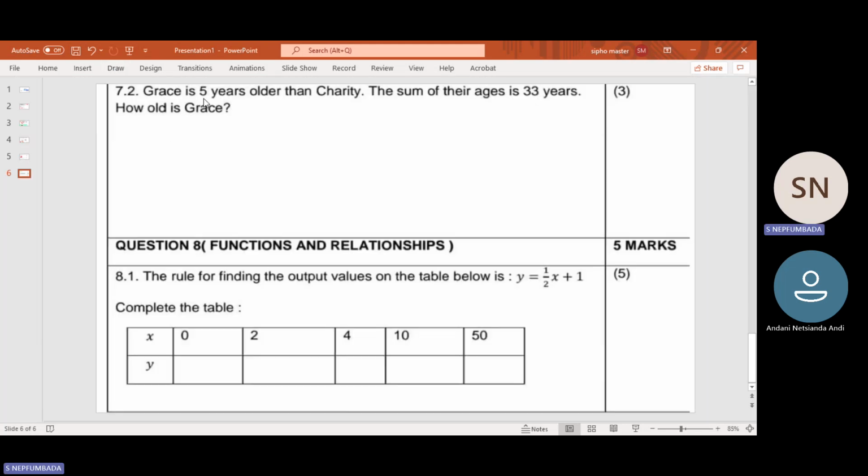They say Grace is 5 years older than Charity. The sum of their ages is 33 years. How old is Grace? This is a mind question set. You want to see how you think. Well, how did you solve it?